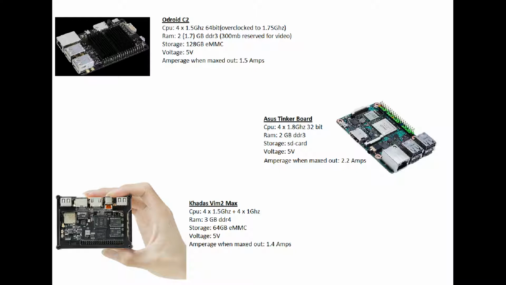So if we compare that with the Odroid C2, the Odroid uses 1.5 amps, so the Khadas Vim uses the least power of these three computers. It's got 1 more GB of RAM, and also it's DDR4 RAM, and it's got those 4 extra cores, so it should be a lot faster than all the others. I'm gonna compare it in Kdenlive and I'm gonna do a Blender benchmark, so let's go to Kdenlive.